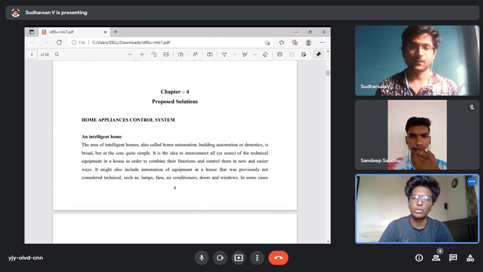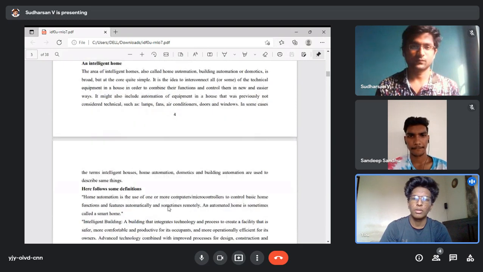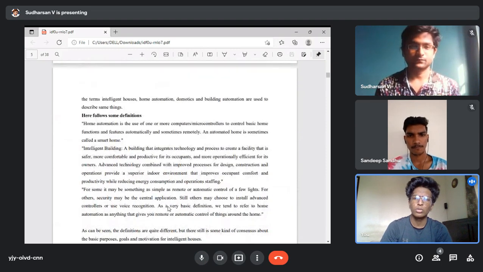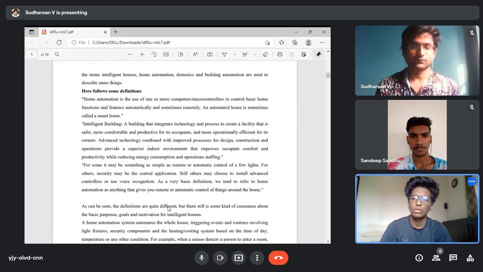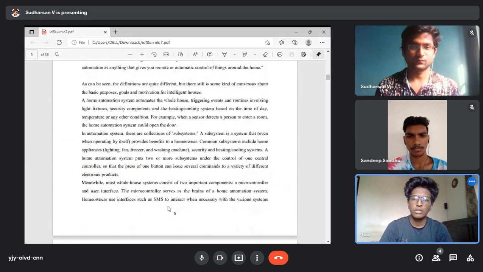Chapter 4. Proposed Solution. Home Appliances Control System. Intelligent Home. The area of intelligent home, also home automation or building automation, the terms intelligent houses, home automation, and building automation are used to describe the same things. Here follow our definitions. As we can see, the definitions are quite different, but still we reach the same kind of consequence about the basic proposal and goals and motivations for intelligent houses.